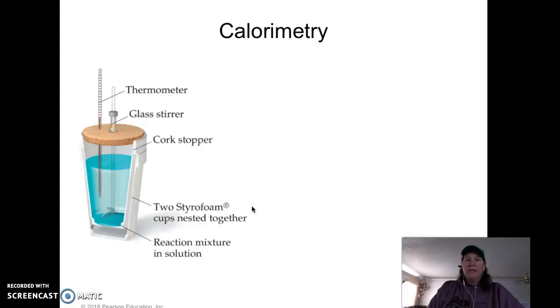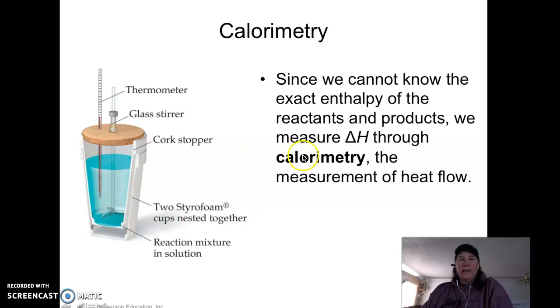All right, to figure this out, we can use something called calorimetry. If you look here, we have a thermometer that goes down and these are just styrofoam cups, you guys.